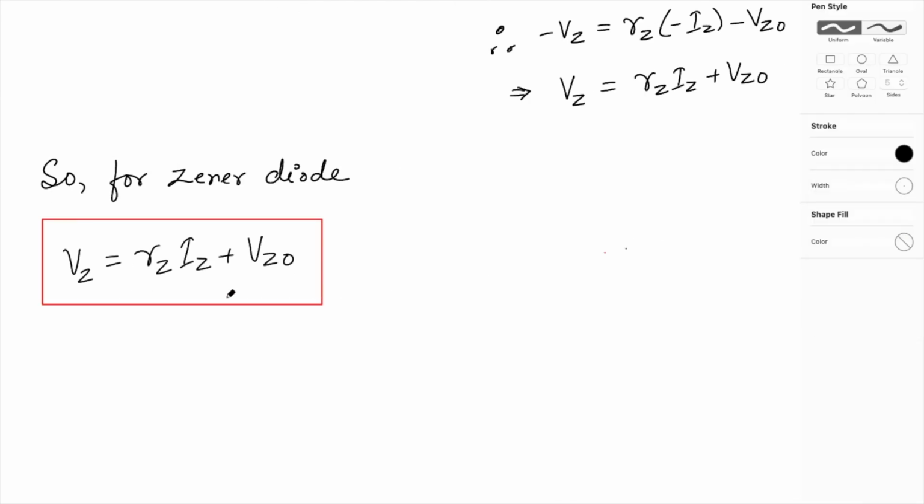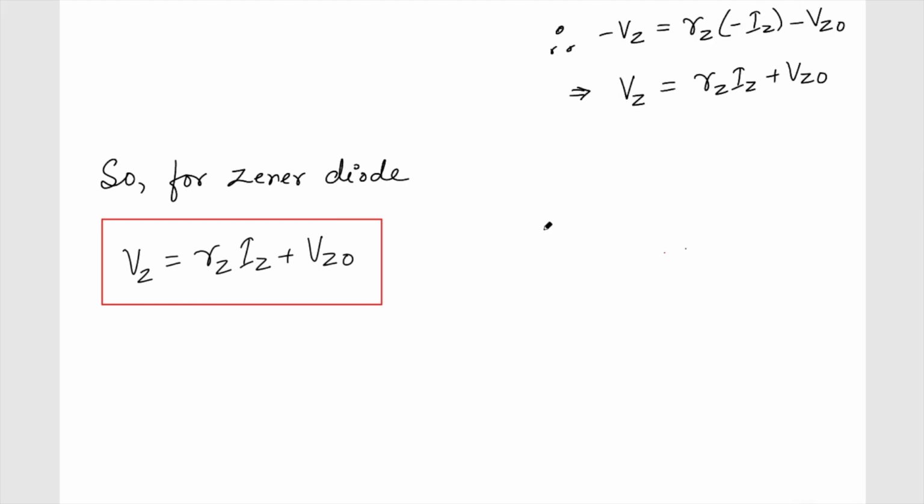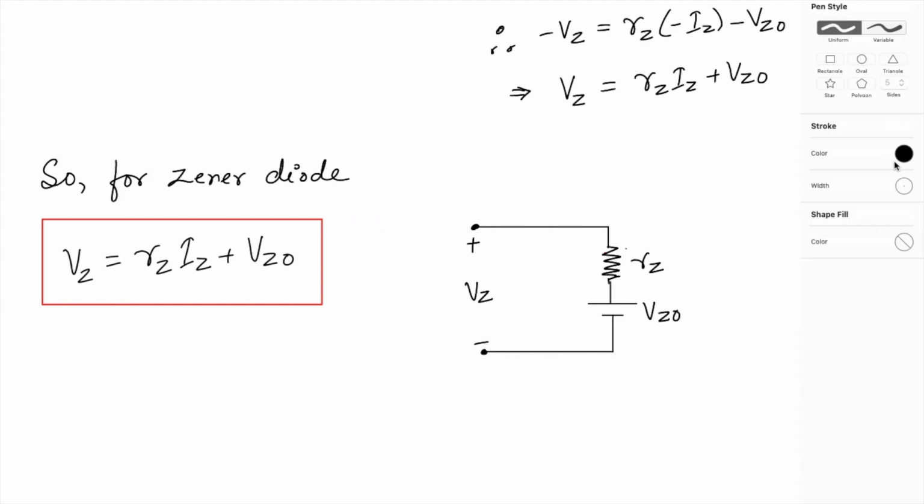So what does this equation mean? This equation means it is as if I have a resistance here and a voltage source here. If the current flowing through this branch is Iz, and the potential developed across this is Vz, and this is my Vz0, this is Rz, and the current flowing through this is basically Iz. So this is what this equation represents.